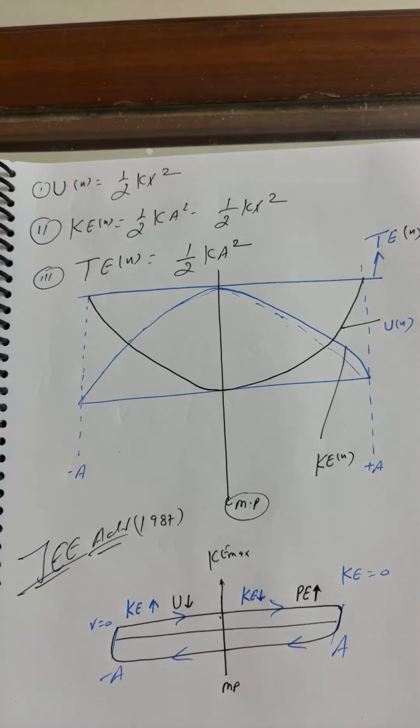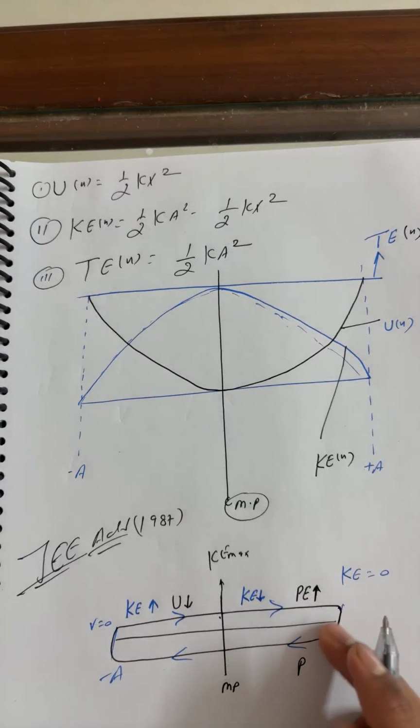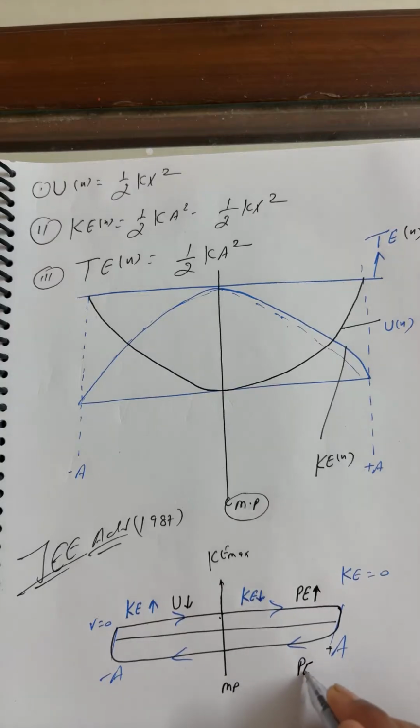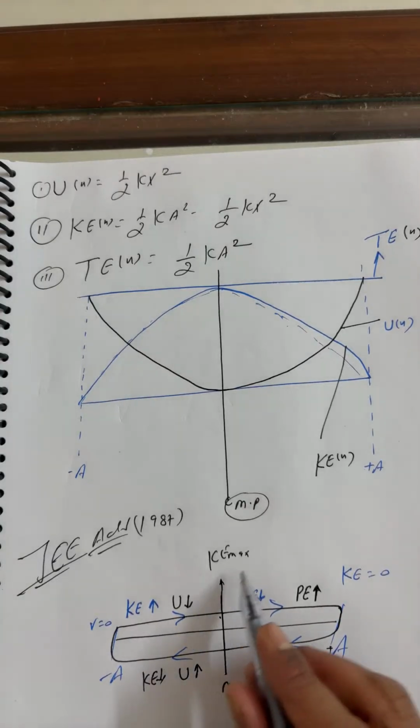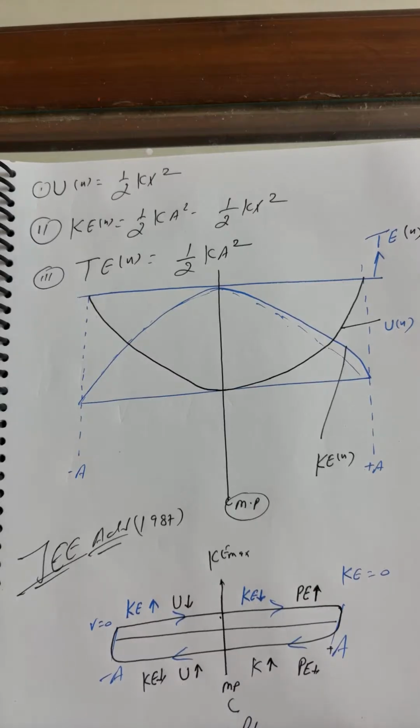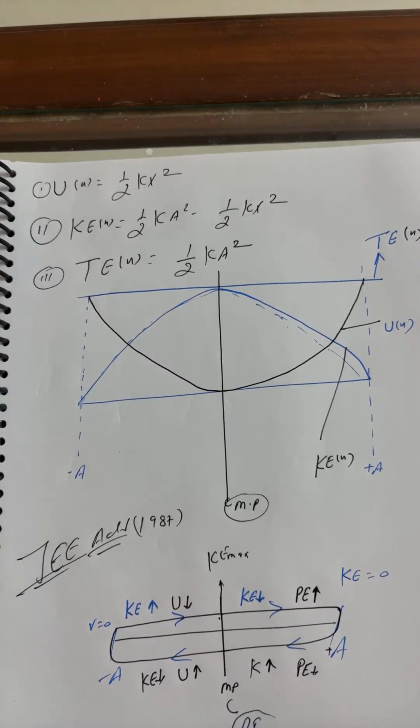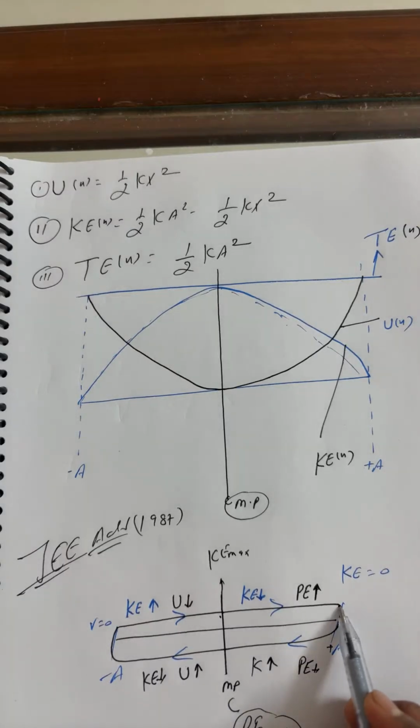Okay, this is plus amplitude. Again from here, this is plus A and this is minus A. Same thing, but just in reverse. If you have taken the turn from here, the potential energy decreases and kinetic energy increases. Here again, potential energy increases and kinetic energy decreases. So at the mean position, kinetic energy is maximum and potential energy is minimum. At the extreme position, potential energy is maximum and kinetic energy is minimum.